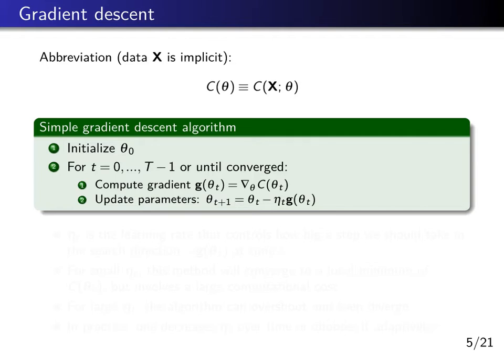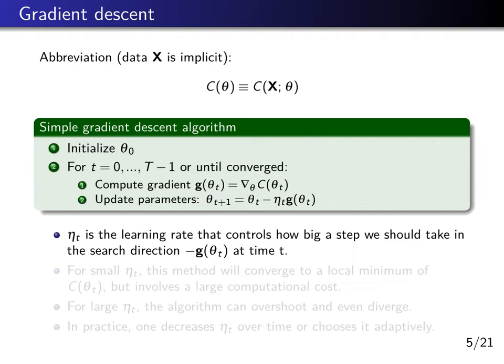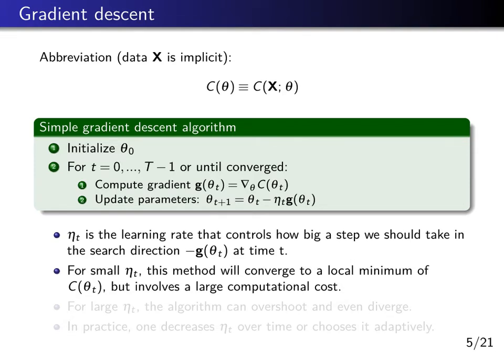So by taking theta t and subtracting eta t times the gradient, where eta t is the learning rate. And the learning rate controls how big a step we take in the search direction of minus the gradient at a given iteration or time t. Now for a small learning rate, this method will converge to a local minimum of the loss function.